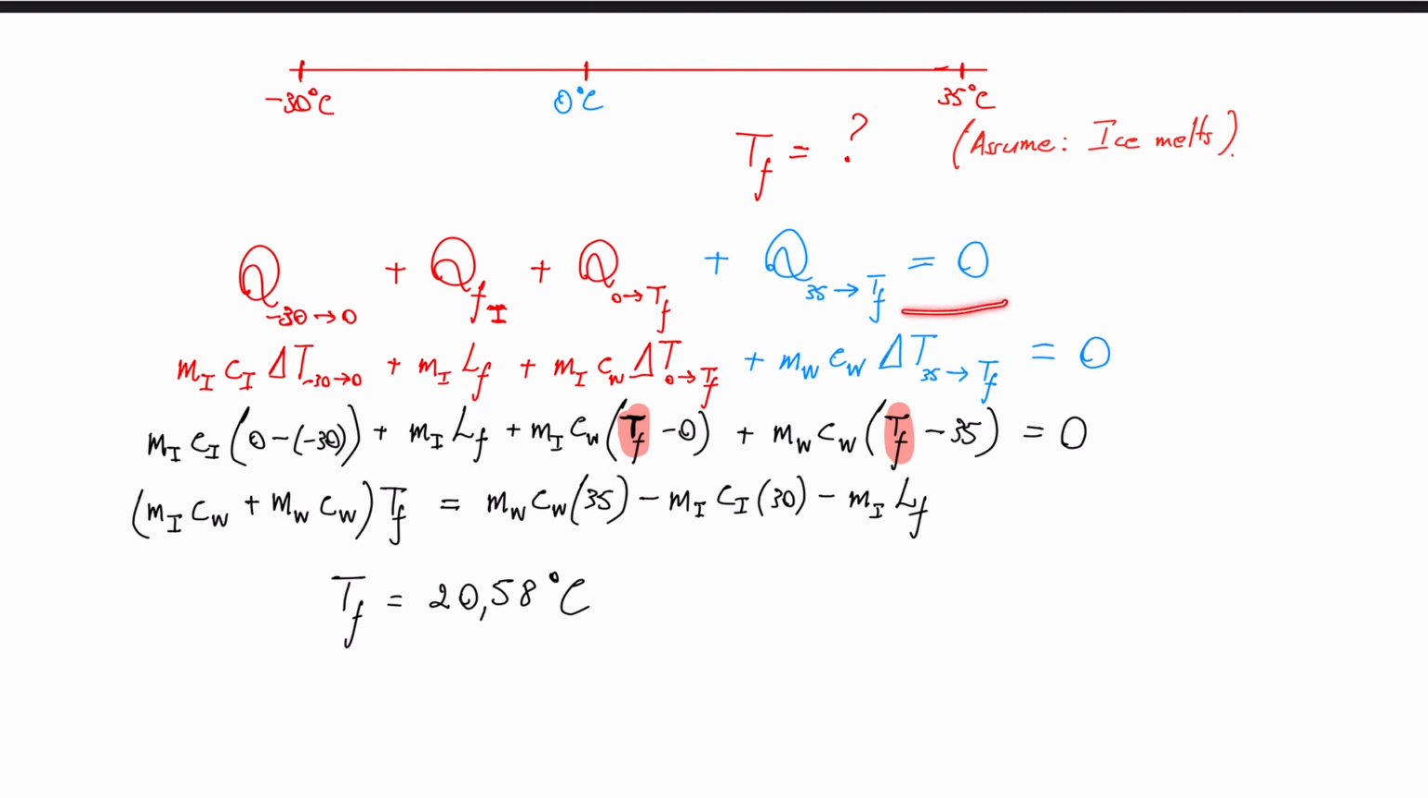And the blue are going to be properties or quantities related to the water. So ice will go from minus 30 degrees all the way to 0. And at 0, the ice will melt. Why does it melt? Well, that's based on our assumption. We said that the final temperature is going to be between 0 and 35. So for the final temperature to be there, that means the ice must melt.